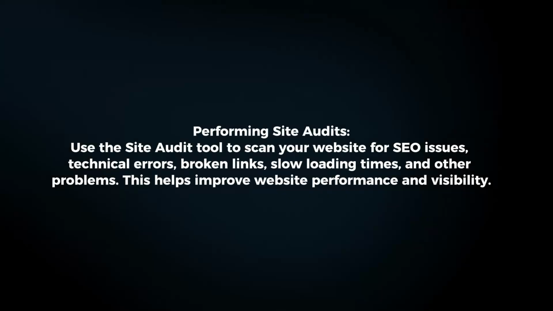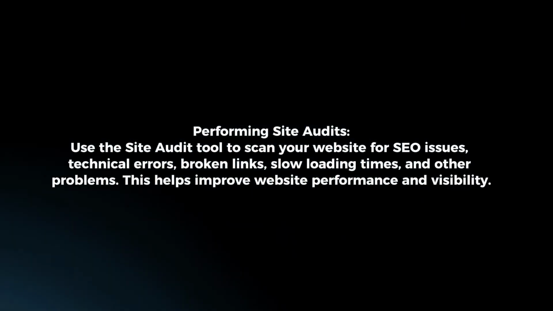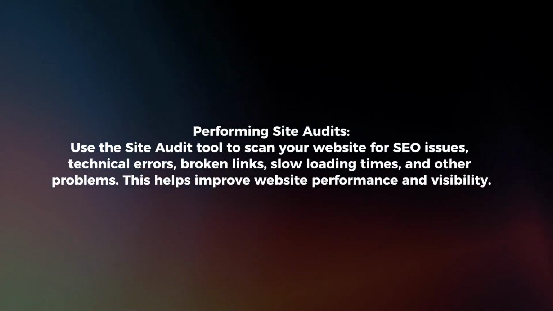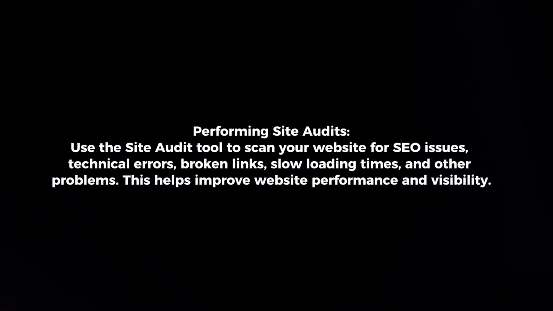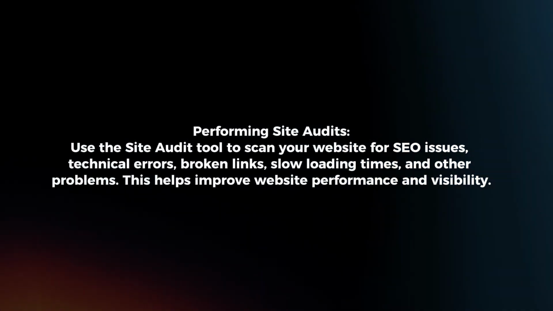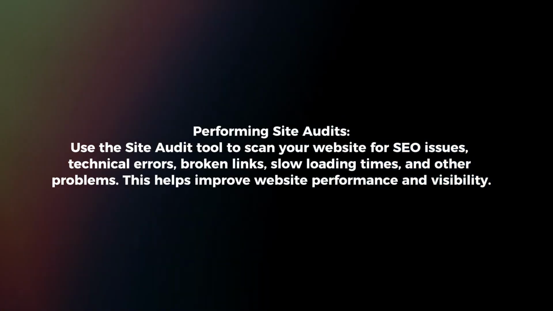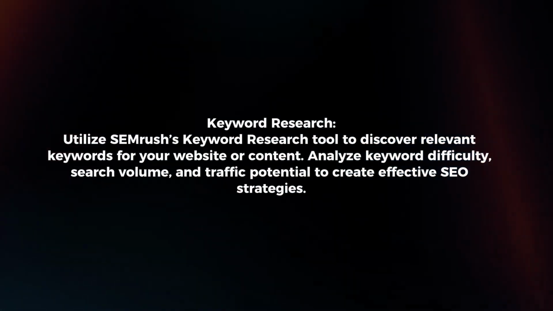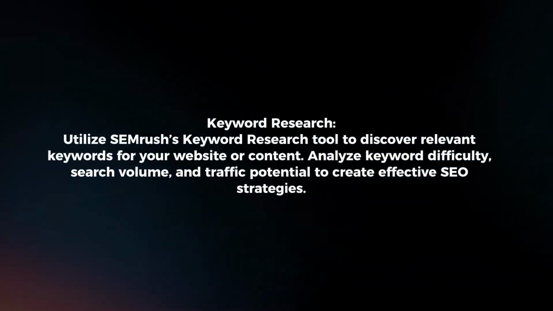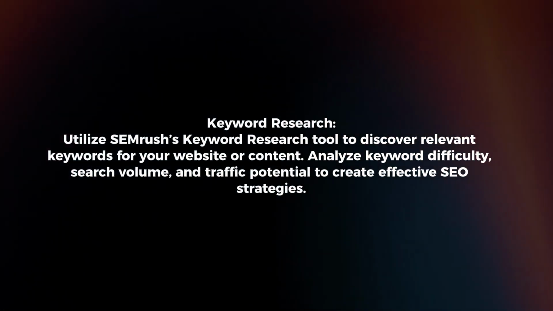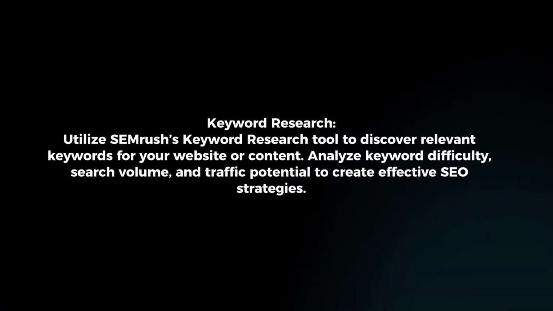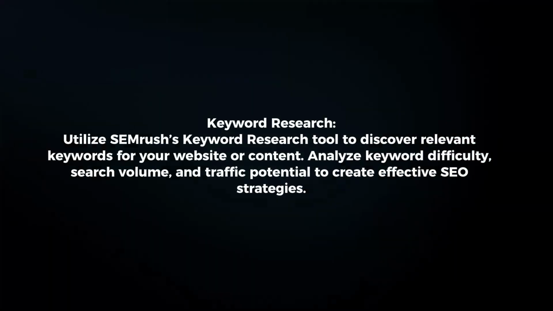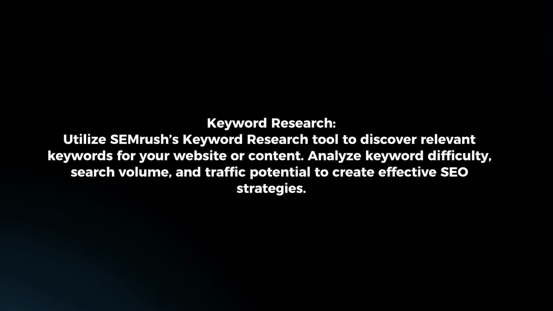Performing site audits. Use a site audit tool to scan your website for SEO issues, technical errors, broken links, slow loading times, and other problems. This helps improve website performance and visibility. Keyword research. Utilize SEMrush's keyword research tool to discover relevant keywords for your website or content. Analyze keyword difficulty, search volume, and traffic potential to create effective SEO strategies.